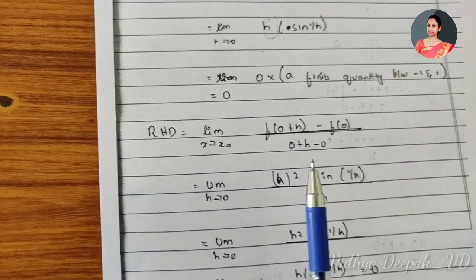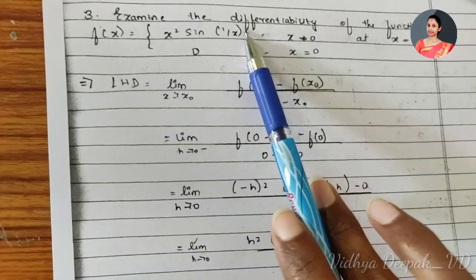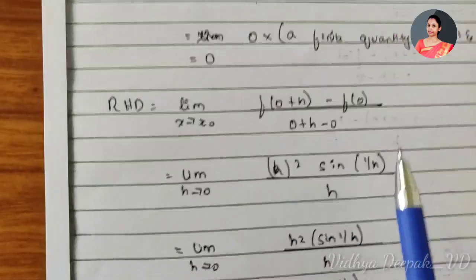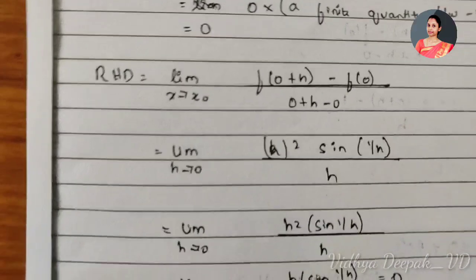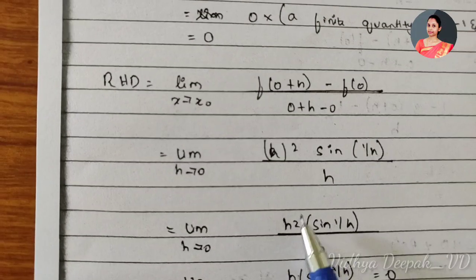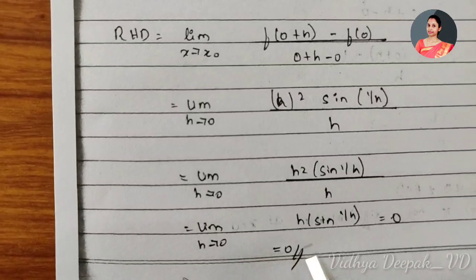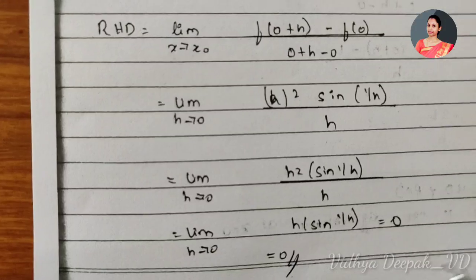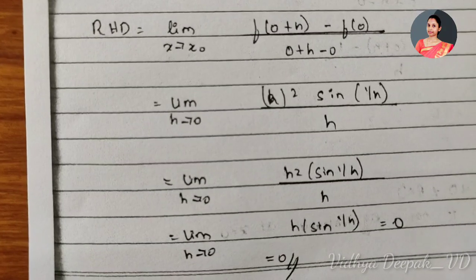That means your function becomes f of x is equal to x square sine 1 by x. Next f of 0 is, when x is equal to 0, it is 0. So we are remaining with this much, h square sine 1 by h divided by h. Now limit h tends to 0. h and one h gets cancelled here. You are remaining with h into sine 1 by h. Again applying the limit here, h becomes 0. 0 into any number is 0. That means it is equal to 0. We can see that LHD is equal to RHD. That means what is your conclusion? The conclusion is the given function is differentiable.